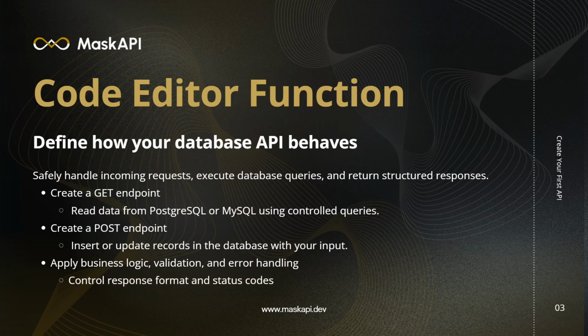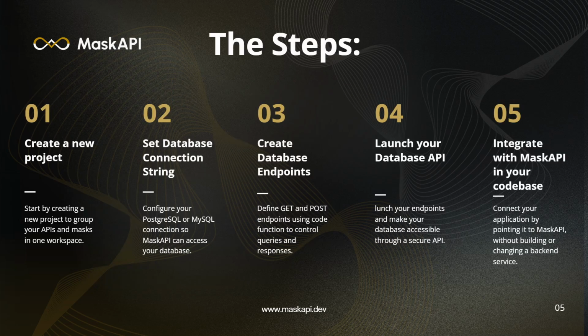Code editor function: by this, you can safely handle incoming requests, execute database queries, and return structured responses. You can create a get endpoint and a post endpoint and apply business logic, validation, and error handling. We have five main steps. First, we are going to create a project, and then we're going to set a database connection. After that, we are creating our database endpoint. Then we need to launch our database API, and finally, we integrate with our project using MaskAPI.